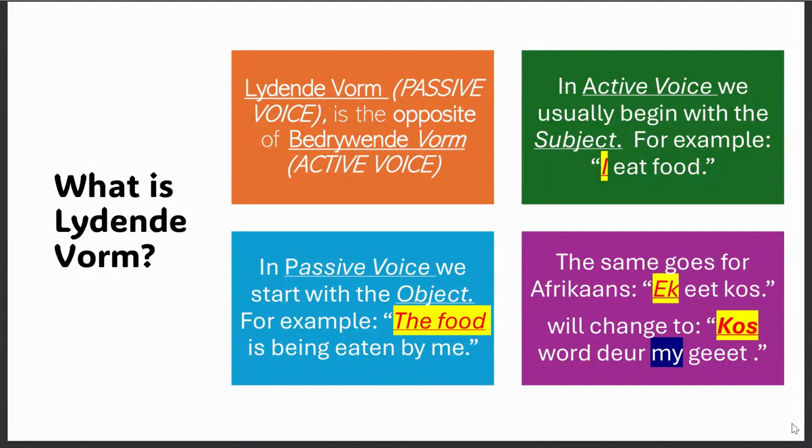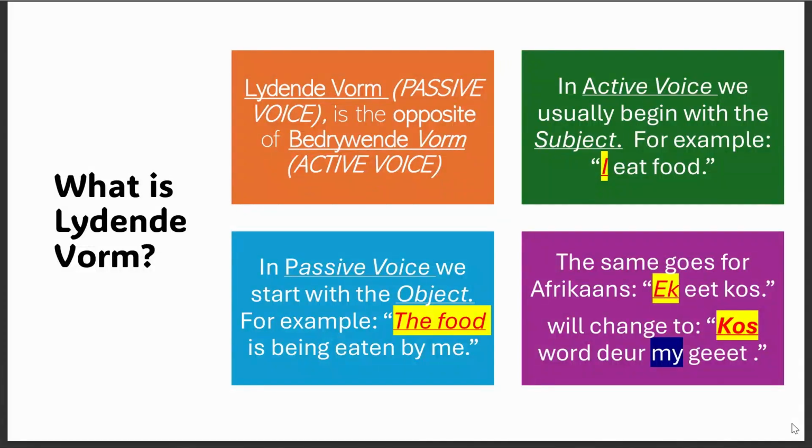Now in passive voice, as you learn in English, we start with the object. And using the same example, the food is being eaten by me. So with active voice, we start with the subject, and passive voice, we start with the object.